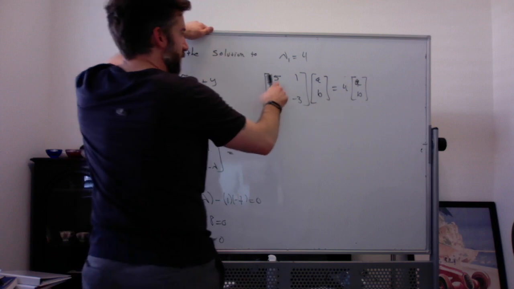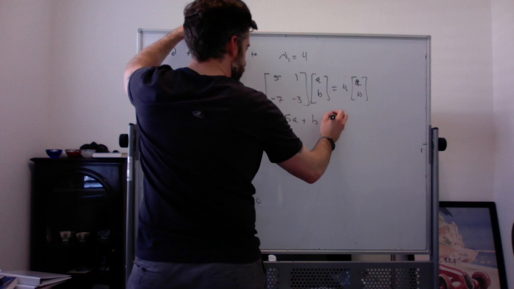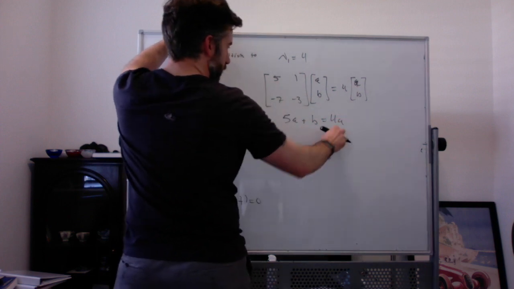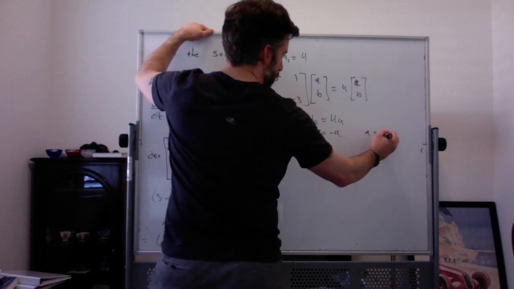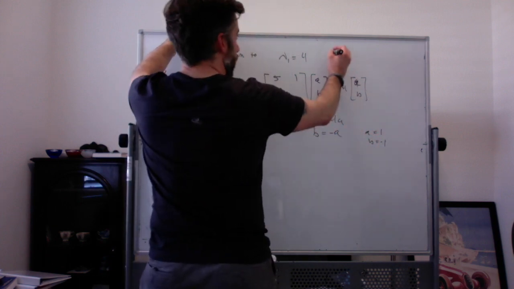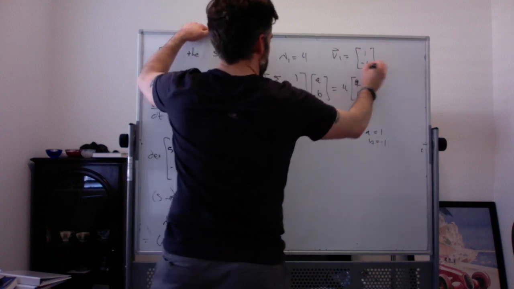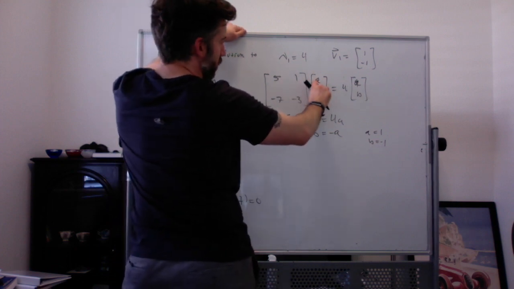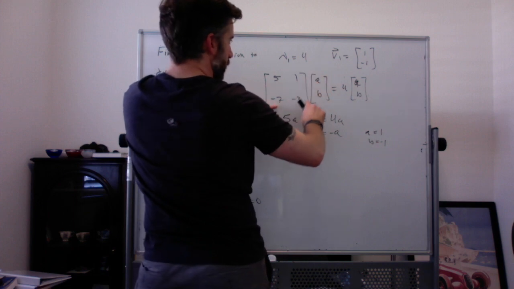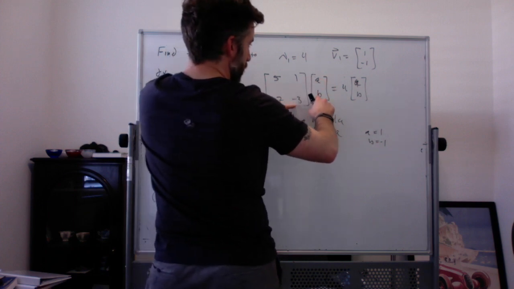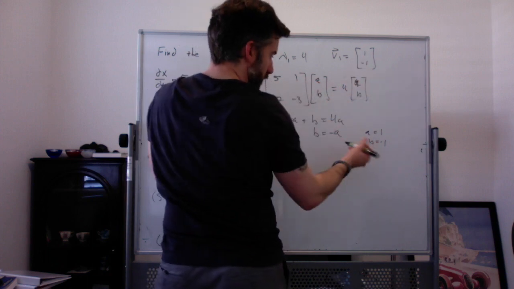Using the first equation, 5 times a plus 1 times b equals 4 times a. Subtracting 5a, b equals negative a. Let a equal 1, b equals negative 1. So the eigenvector v1 is 1, negative 1. Which makes sense, because 5 times 1 plus negative 1 is 4, which is 4 times 1. And negative 7 times 1 is negative 7, minus 3 times negative 1 is positive 3, and negative 7 plus 3 is negative 4, equals 4 times negative 1.